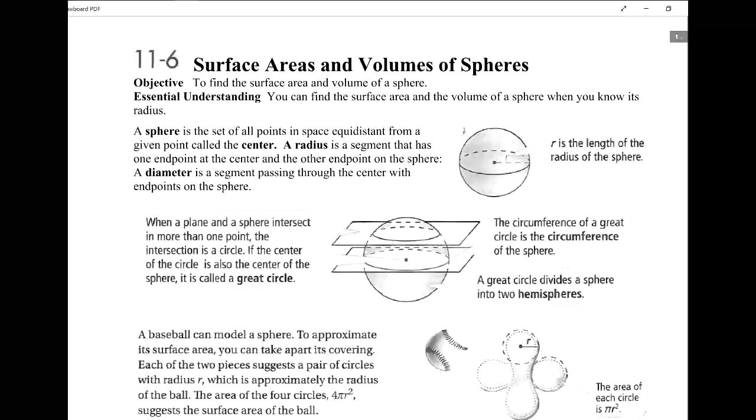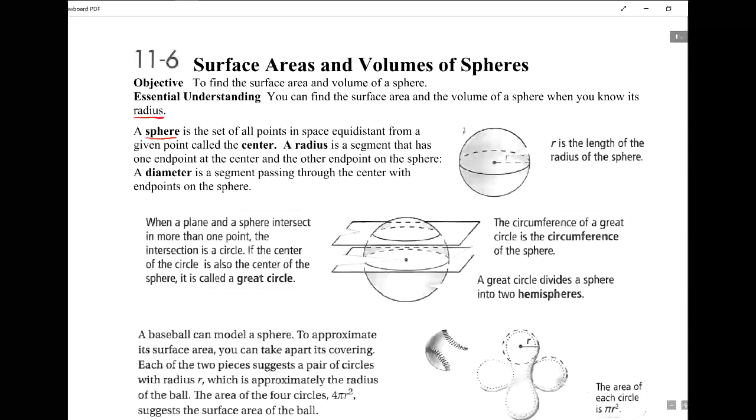11.6 Surface Areas and Volumes of Spheres. This one looks a little long, but I think we can get through it pretty quickly. Okay, surface area and volume of a sphere is based, of course, on radius. These are just very, very special circles. Some new vocabulary for us.